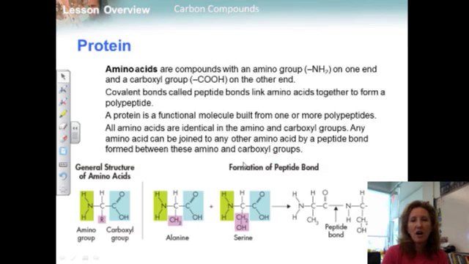Amino acids are compounds with an amino group on one end and a carboxyl group on the other end. Covalent bonds, called peptide bonds, link amino acids together to form a polypeptide. A protein is a functional molecule built from one or more polypeptides. All amino acids are identical in the amino and carboxyl groups. Any amino acid can be joined to another amino acid by a peptide bond formed between these two amino and carboxyl groups.